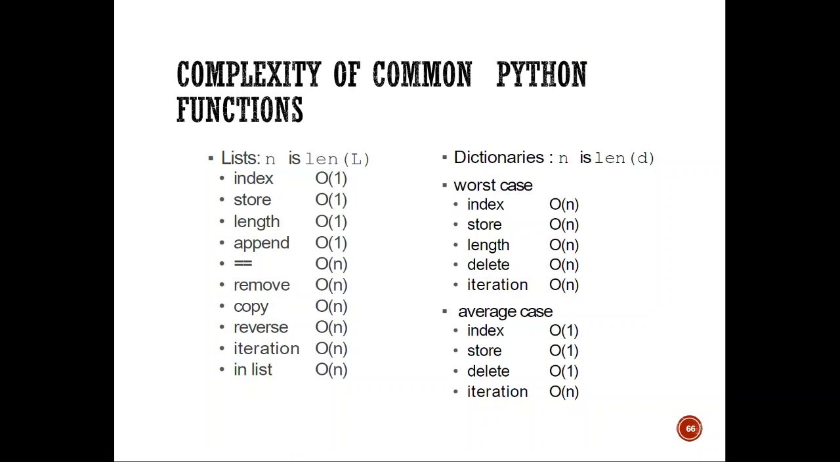Here we have the order of complexity of some of the known operations for lists and dictionaries.